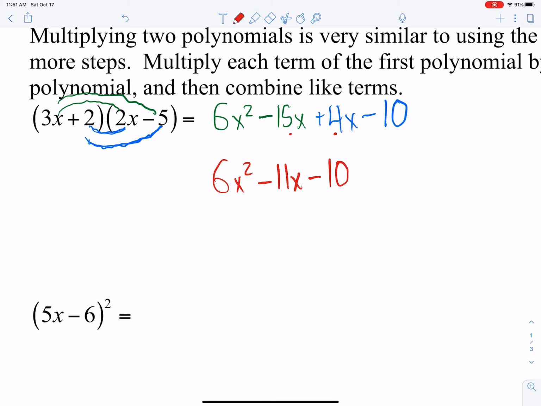Let's try another one. The next one at first might not look like a multiplication problem. We have 5x minus 6 in parentheses squared. The mistake that a lot of students make on this one is they just square the 5x and they square the 6. That's wrong. That bit of squaring the inside parts of parentheses would work if that was multiplication or division inside that parentheses. But when you have adding or subtracting going on inside a parentheses and it's raised to an exponent, that shortcut doesn't work.